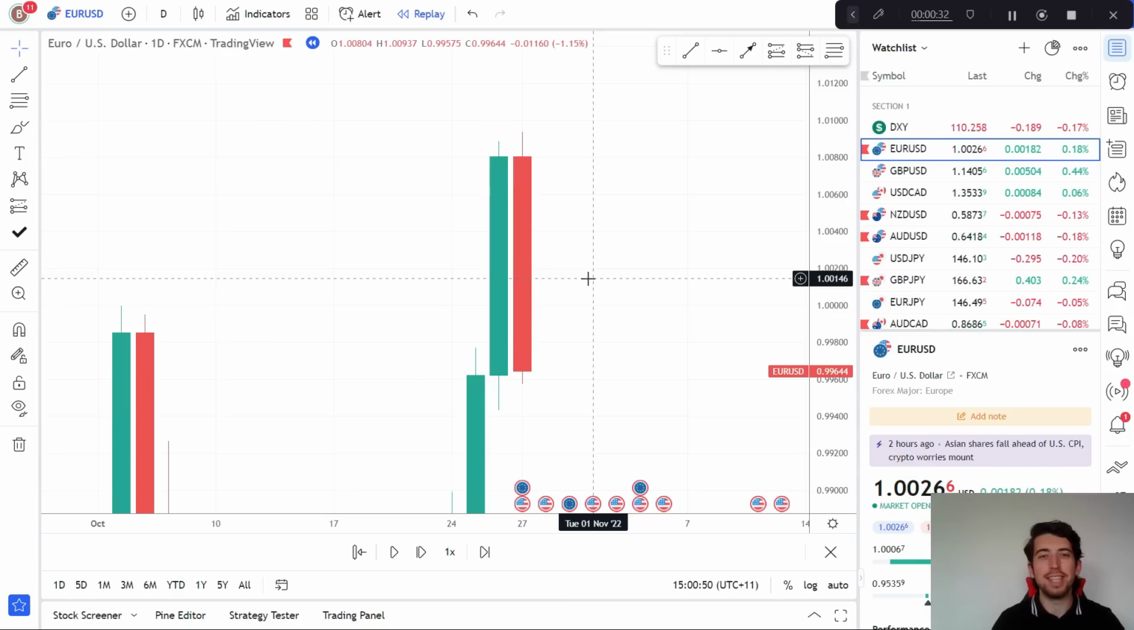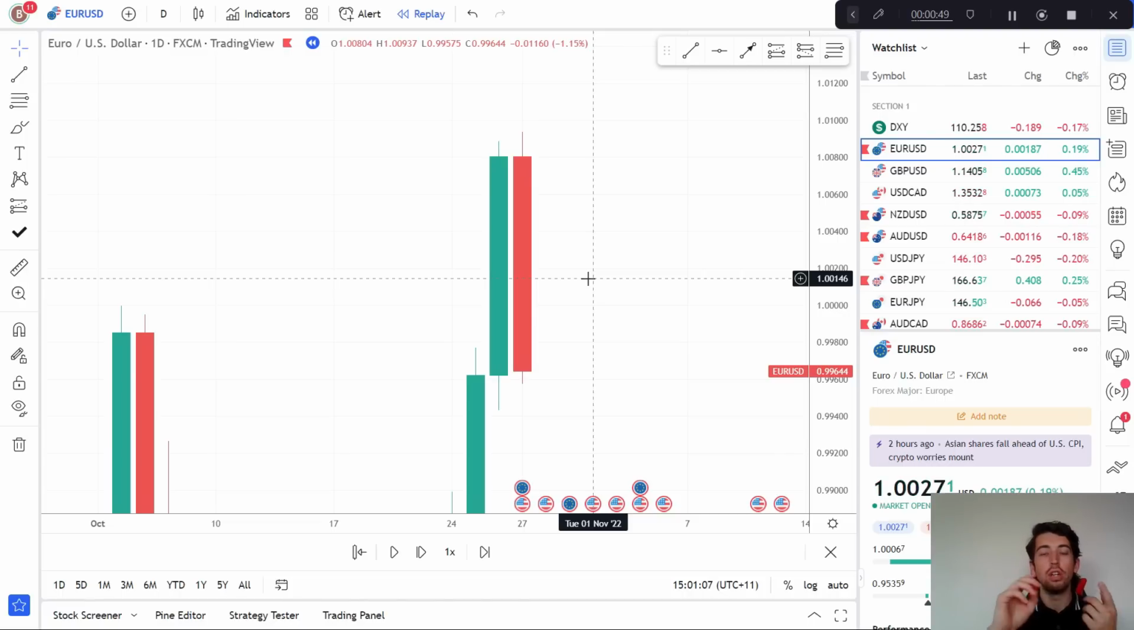Hi guys, today we are going to be talking about candlestick patterns. Most importantly, what are they and how they can help you with your day-to-day trading. Now, in knowing what candlestick patterns are, we have to go over a few key things first.